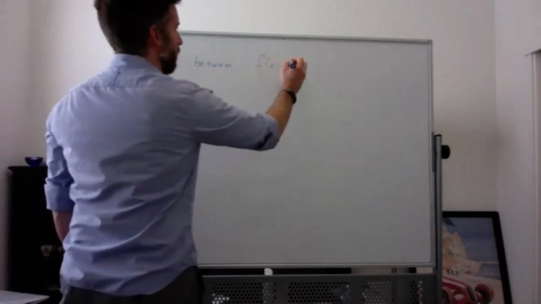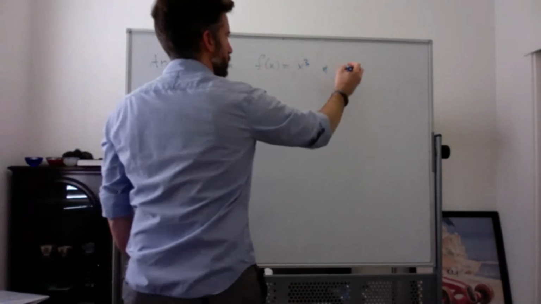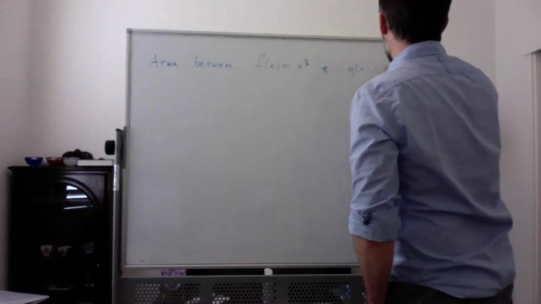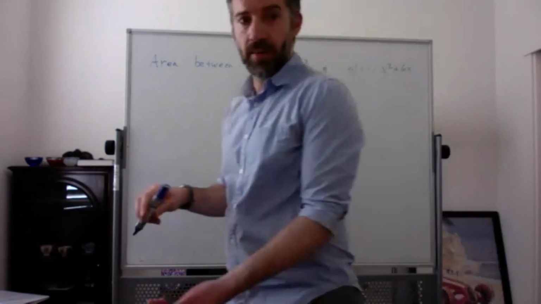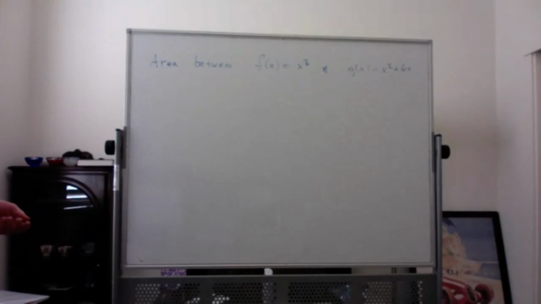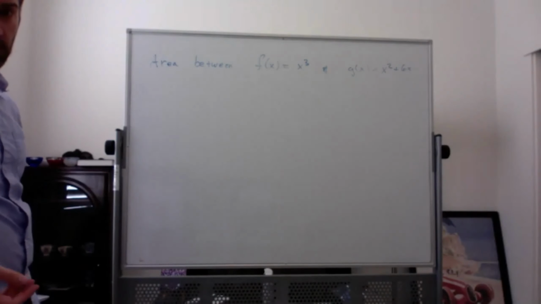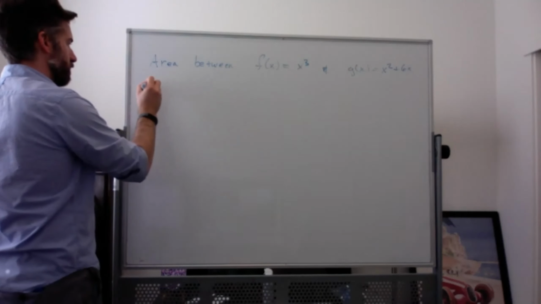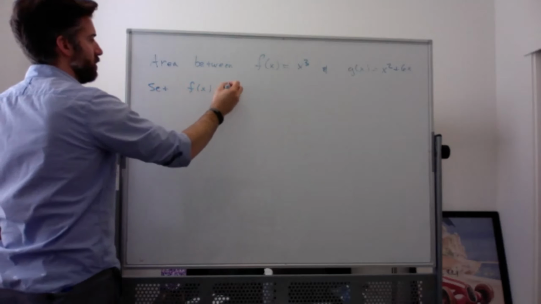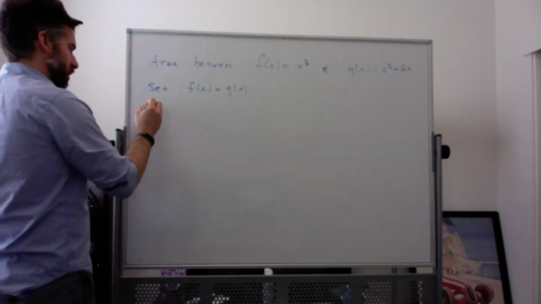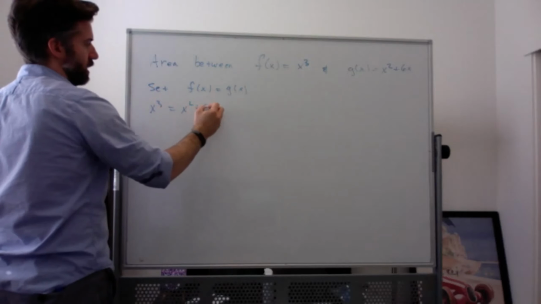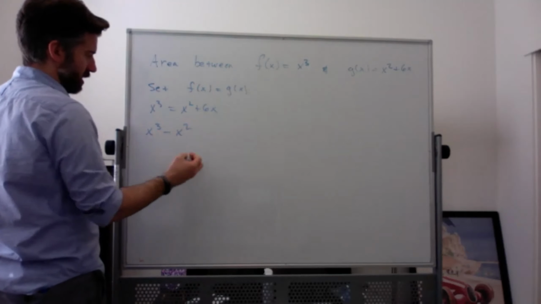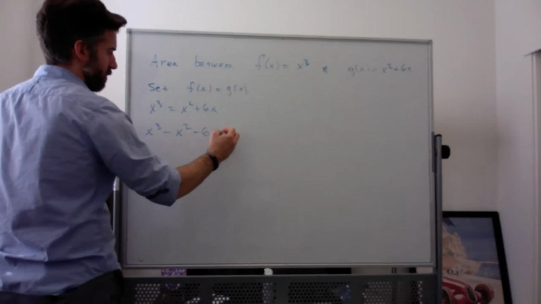Okay, so let's find the area between f of x equal to x cubed and g of x equal to x squared plus 6x. So same sort of idea. We're going to first find where these functions intersect, and you're totally right, they are going to intersect in more than 2 places. So we're going to set f of x equal to g of x: x cubed equal to x squared plus 6x. We're always going to bring everything to one side, unless it's a linear function, which it's not. So you get x cubed minus x squared minus 6x equal to 0.